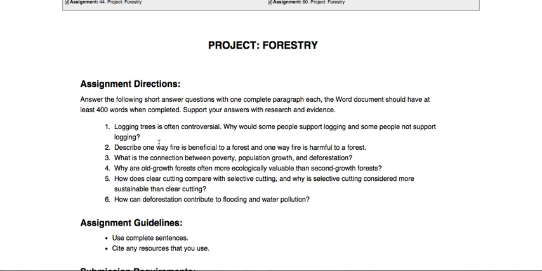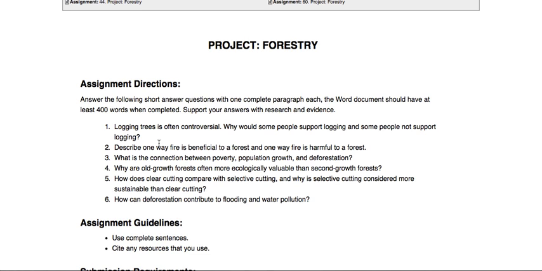Third, what is the connection between poverty, population growth, and deforestation? What I'm looking for here is I want you to take a look at a global scale, at countries where populations have either grown or shrunk, and how industry, particularly the deforestation of those areas, has affected that. That should give you what you need to answer that question.